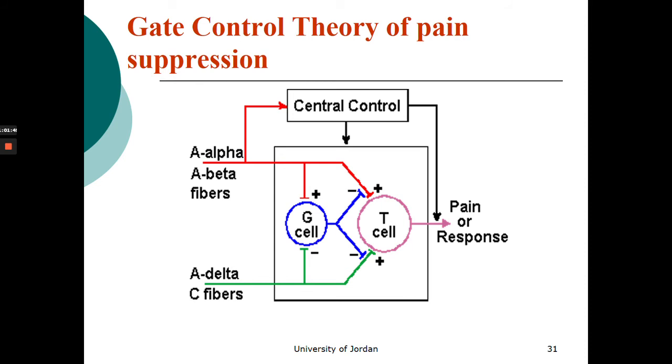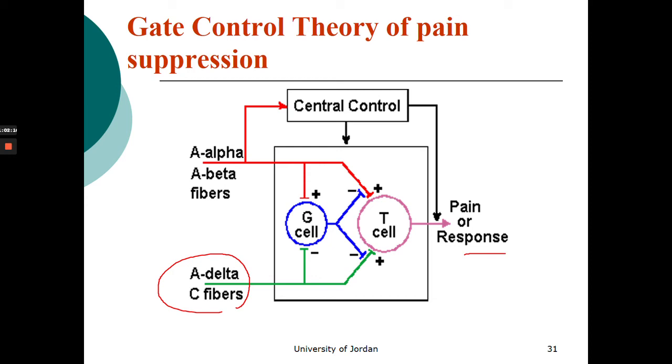Now these are the A delta fibers and C fibers. They transmit pain, and usually they inhibit the gate cell here, and they go and stimulate the transmitting cell, and then you feel the pain response.